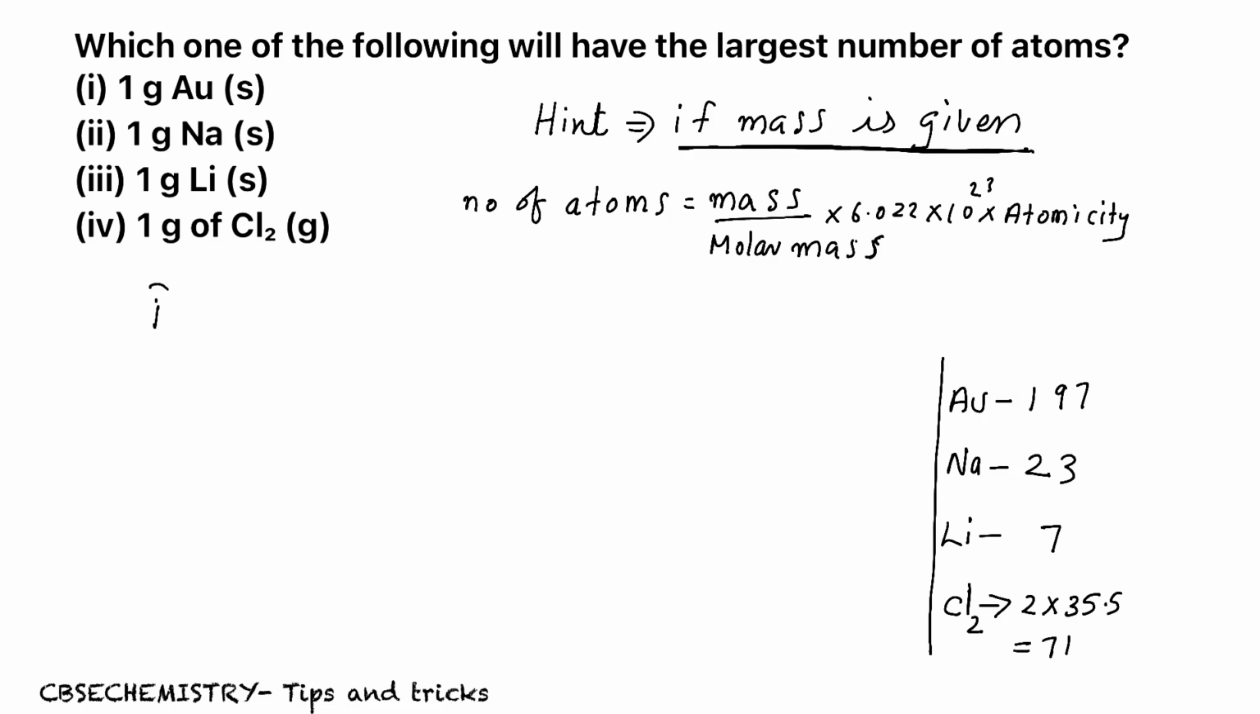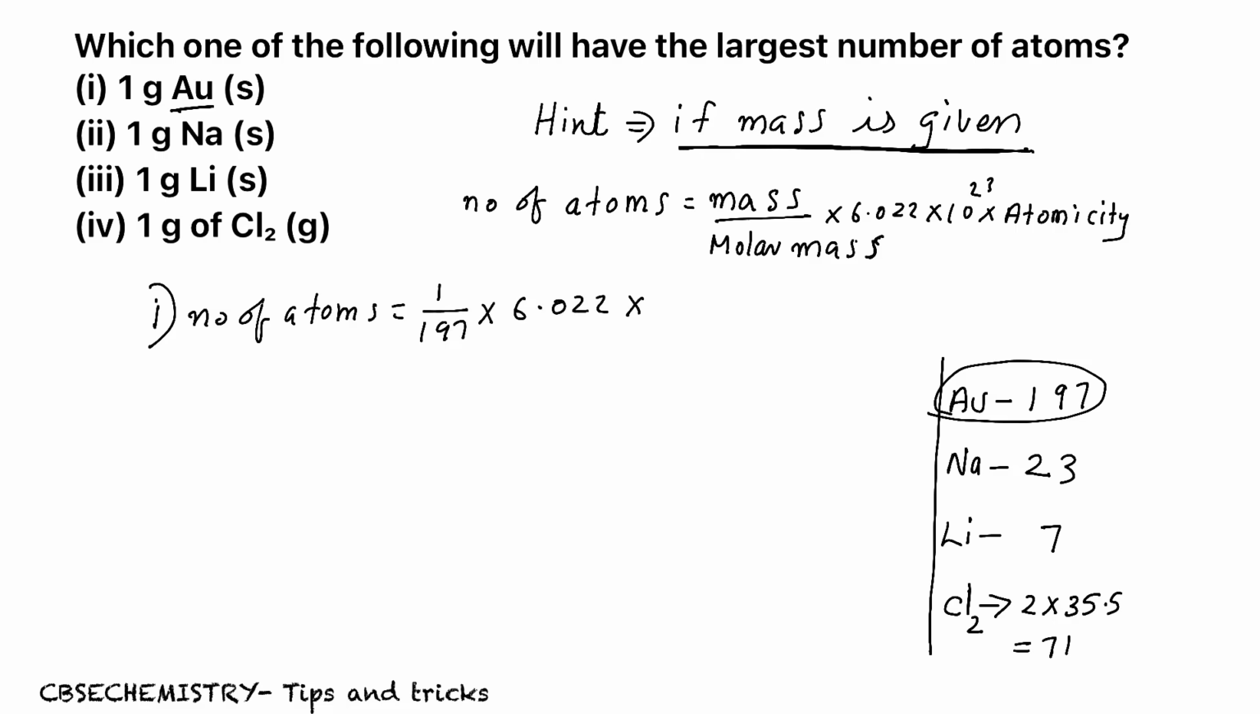First one is 1 gram gold. Number of atoms is equal to mass, which is 1, by molar mass, 197, into 6.022 into 10 raised to 23 into atomicity. Only one Au is there, so 1. Correct?